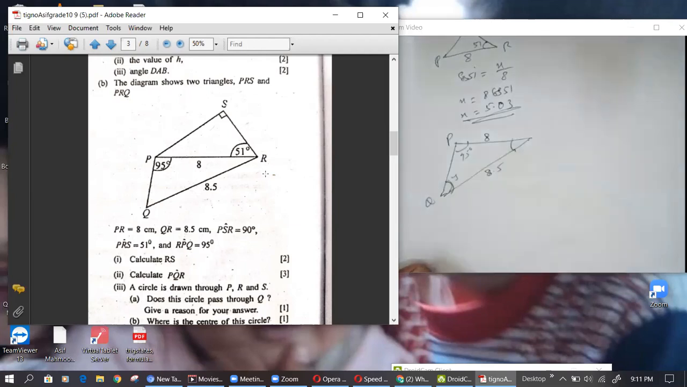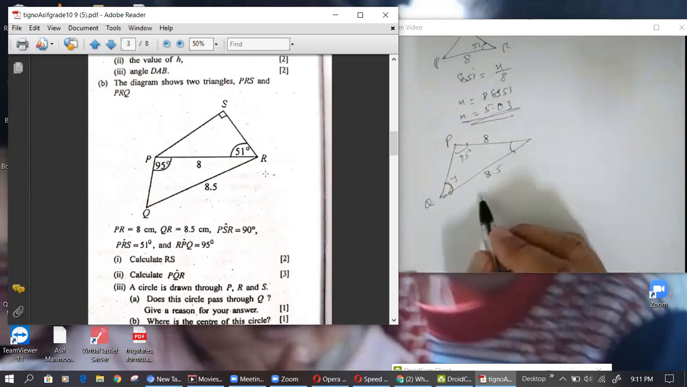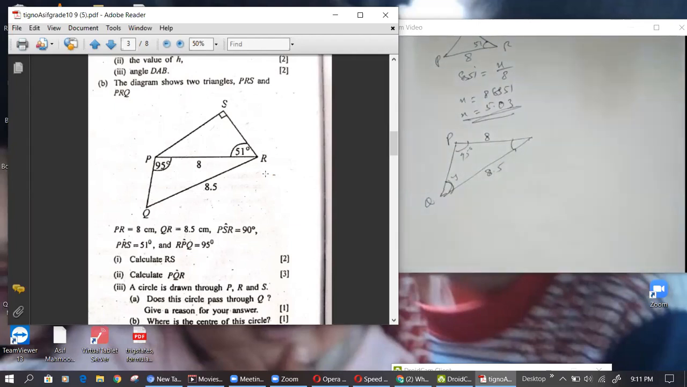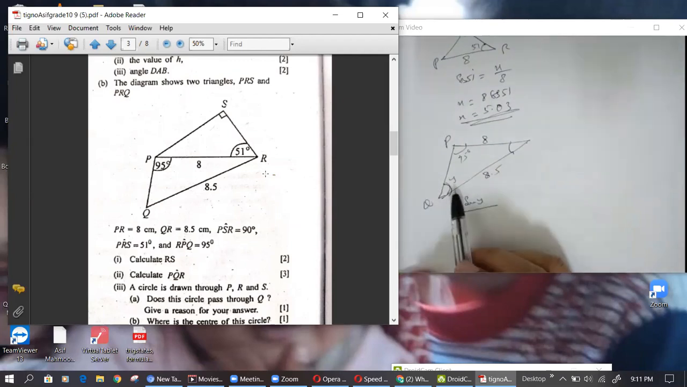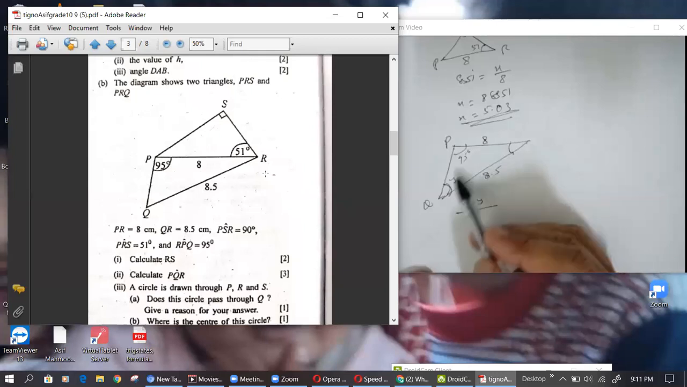So which law will you use? We have to find PQR, so we use the sine rule. How to write the sine rule? Tell me, I will write for you. Sine y over 8, equal to sine 95 over 8.5. Whatever the missing thing is, you must write in the numerator.